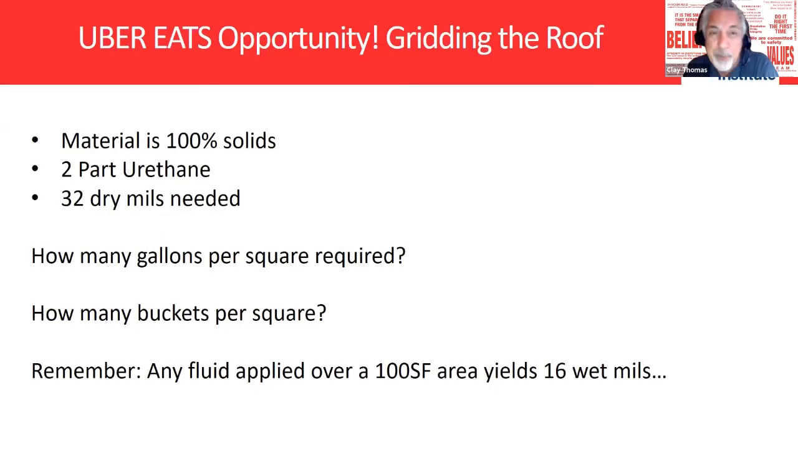100% solid means that if you have 16 mils wet, when it dries, you're going to have 16 mils. The same. It's 100% material. So if I need 32, I need 2 gallons per square to get to that. So how many buckets per square? Anybody want to chime in and answer this question for a gift certificate?